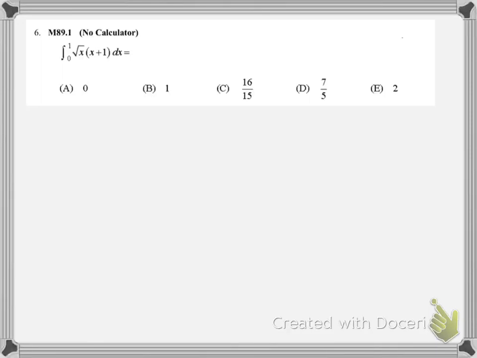In this problem, we've been asked to evaluate a definite integral, but it's the product of two things. And I don't see an easy u substitution way to do this. But if I thought about simplifying this or distributing this in, we could rewrite this as the integral from 0 to 1 of x to the 1/2 times x plus x to the 1/2 dx, which can be written equivalently as the integral from 0 to 1 of x to the 3/2 plus x to the 1/2 dx.